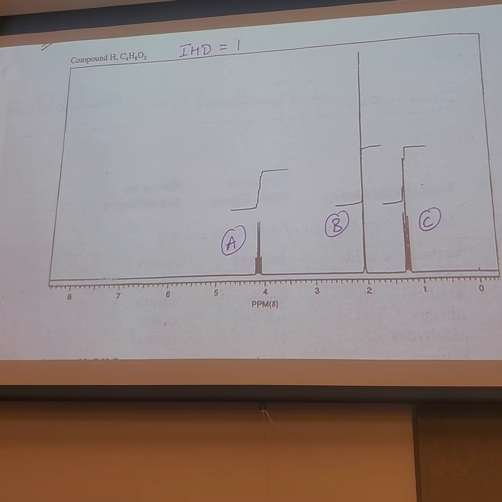Where did I put my ruler? Gosh, I keep forgetting.